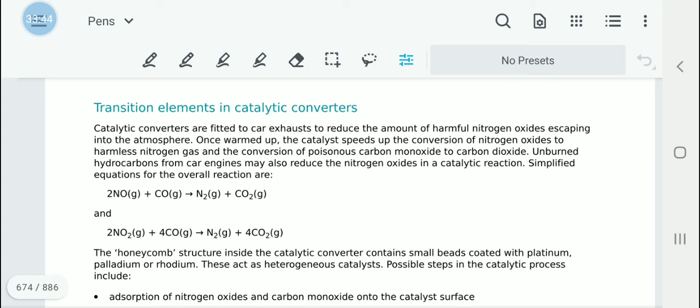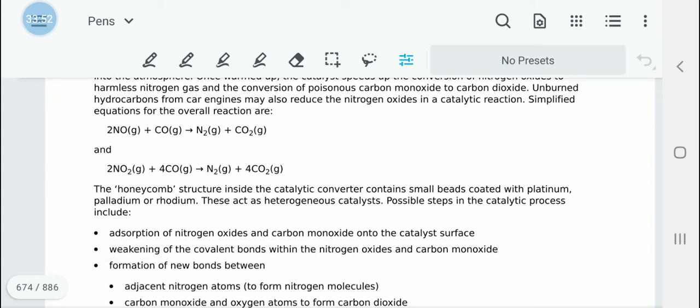So usually what happens is 2NO plus 2CO gives N2 and 2CO2, and 2NO2 plus 4CO gives N2 and 4CO2. In the honeycomb structure, we have discussed this. Inside the catalytic converter, there would be small beads coated with platinum, palladium and rhodium. Right? So with the honeycomb, there is a lot of surface area provided for these reactions to take place. So they act as heterogeneous catalysts.